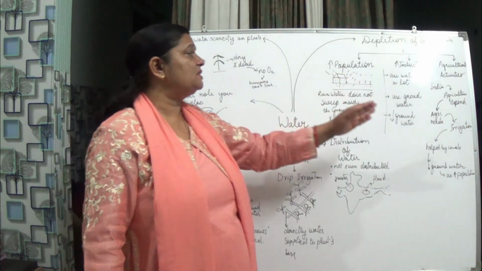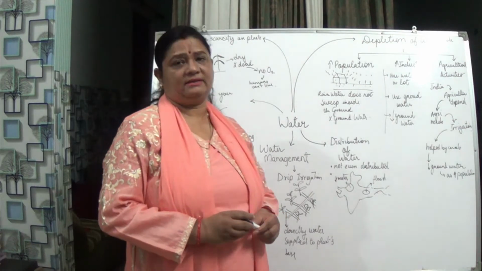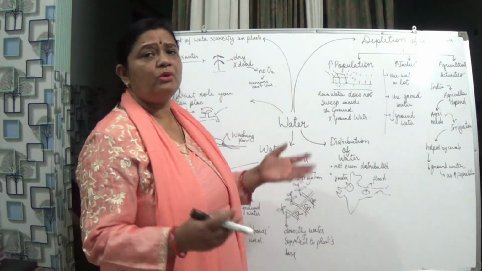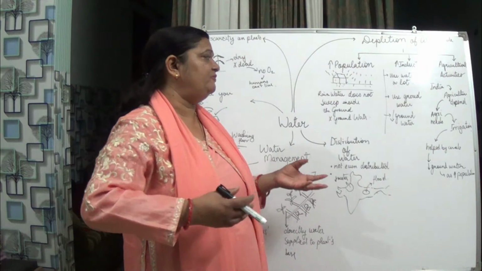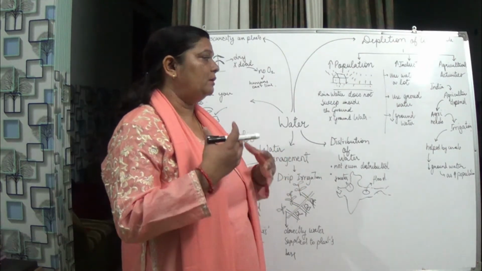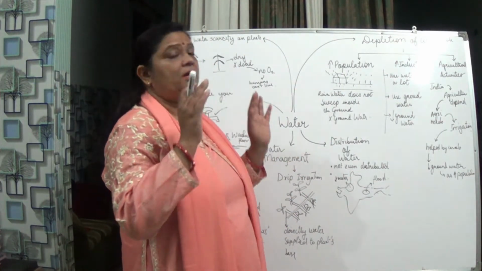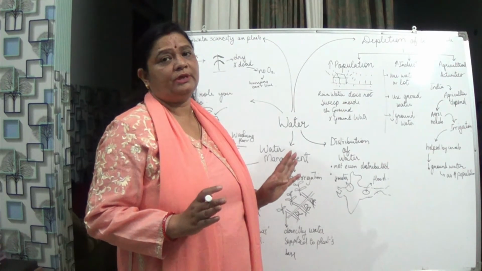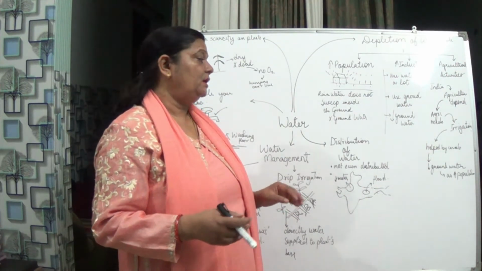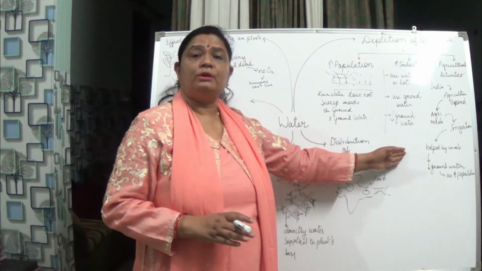Now agricultural activities. When we talk about agricultural activities, mostly in India we see that for agriculture, for irrigation, we depend on the rainwater. For this the canals are made, but in a number of places these canals are also not made.